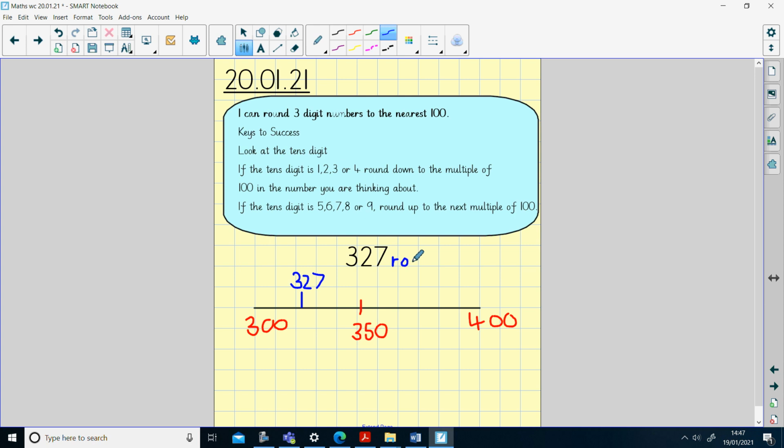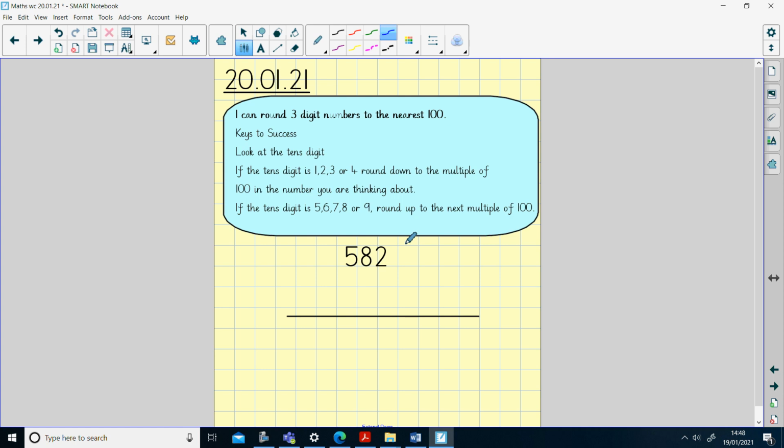So 327 rounds to 300. So I've just proved that using my number line. Okay, let's have a look at another one.